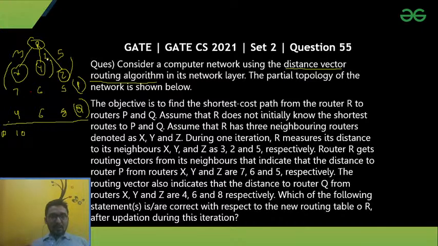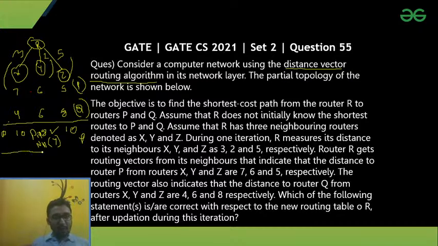10 units. From Y to reach P, it will require 6 plus 2, 8 units. And from Z to reach P, it will need 5 plus 5, 10 units. Fine. So this is the thing. And what will it choose? It will choose 8. And because it is choosing 8, that is the path via Y, it will update in its table the next hop for reaching P as Y. Next hop value as Y, and distance as 8 for P.